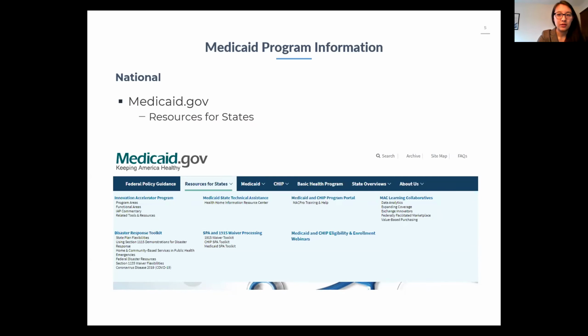These tend to be focused on special topics like the Medicaid Innovation Accelerator Program. A lot of pages are designed for the contractors outside of the Center for Medicaid and CHIP Services that are focused on specific programs. So some of these contractors work more specifically with home and community-based services or managed care.